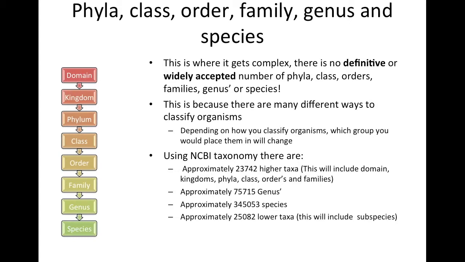Now, let's, for example, take a look at numbers. So we started off with 3 domains and 5 kingdoms, and as we are working our way down the hierarchical groups, you can see that the numbers increase rapidly. Again, from 3 domains, 5 kingdoms, into 23,742 higher taxa. That will include domains and kingdoms, as well as phyla, class, orders, and families. We then go into 75,715 genus, approximately 345,053 species, and approximately 25,082 lower taxa. That's increased quite rapidly. Though that will include subspecies, which is a term you may not have heard before.